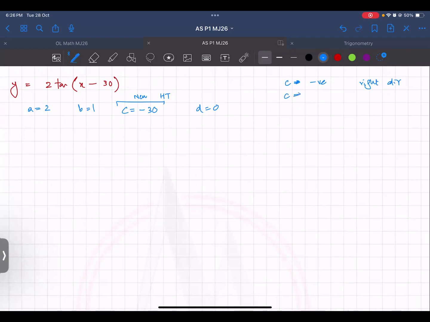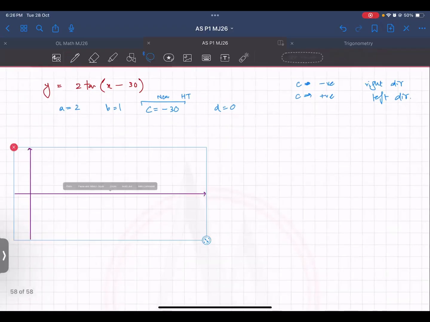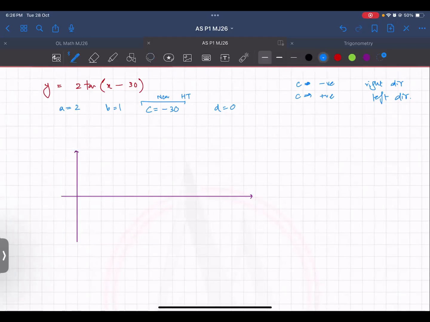Opposite. If your c is positive, you move it in the left direction. Opposite. So we will start off first of all again with the principal axis, which we can see is 0. Principal axis is y equals 0. And then the period. Period is 180 upon 1, which is 180, and then divided by 4, so 45.